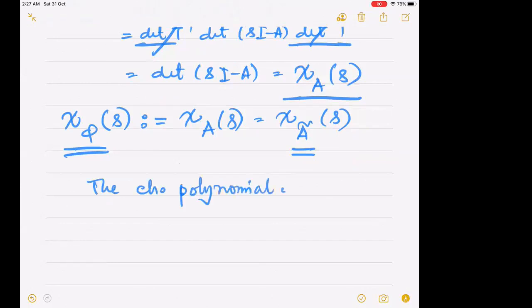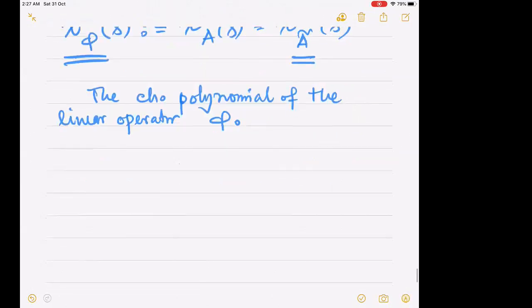This is the characteristic polynomial of the linear operator phi, right? So this is the deal.